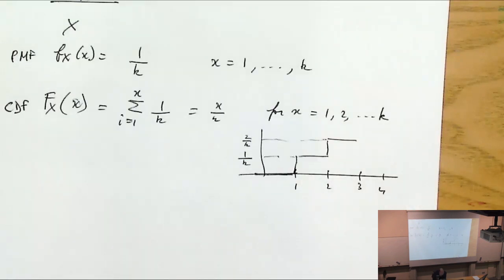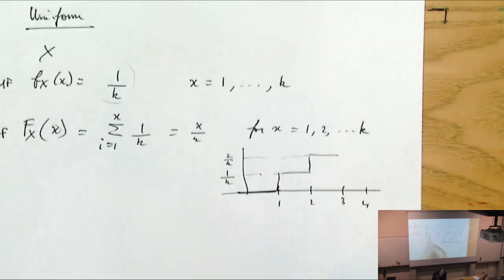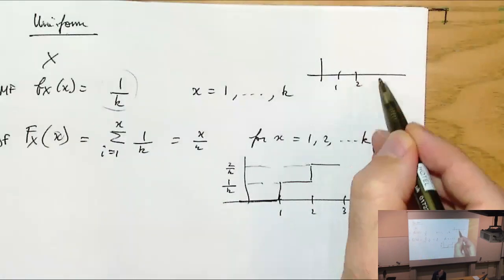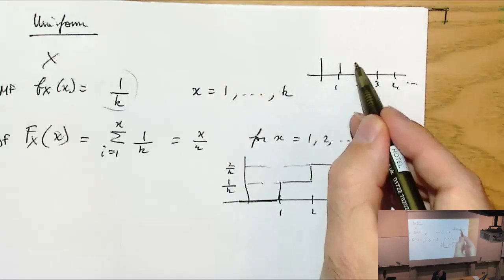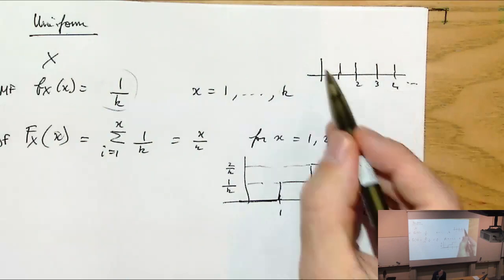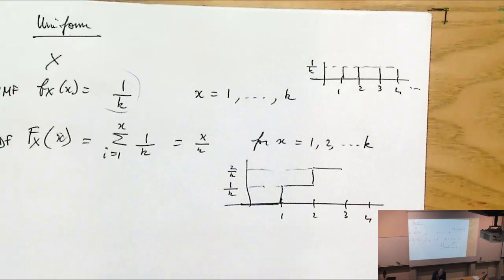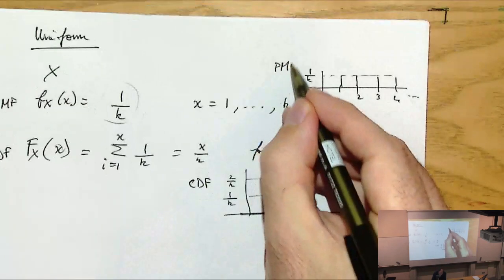Okay? That's the simplest case you have, essentially. If you draw this, you get values 1, 2, 3, 4, and so on. Essentially, all of them have the same probability mass function, which is 1/k. So this is the shape of the CDF, and this is the shape of the probability mass function.